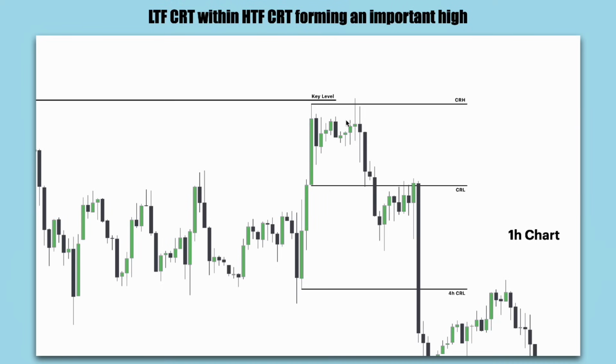For instance, the price continued to drop significantly here, over 150 points in the Nasdaq. Get familiar with this setup: a lower time frame CRT within a higher time frame CRT. This is critical and very important.